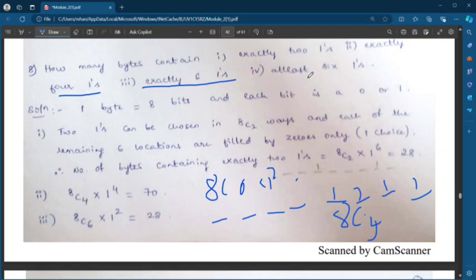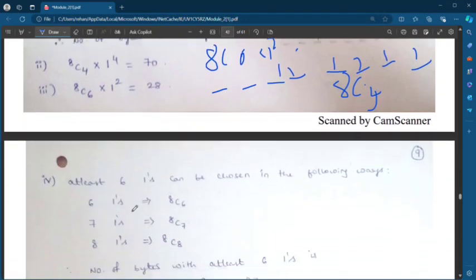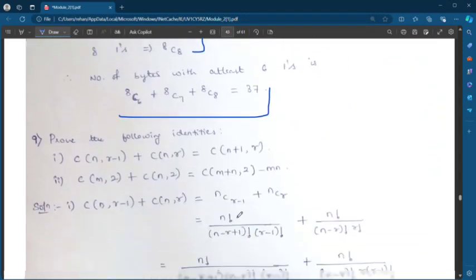Then at least 6 ones should be there. At least means minimum 6 should be there. Minimum 6 ones should be there, and it can be more also. So for at least 6, with 6 ones it is 8C6, with 7 ones it is 8C7. At least 6 means it should be either 6 or 7 or 8 ones. Total it is 8, so greater than or equal to 6 means 6, 7, 8. So you have to find the combination for 6, 7, 8 and add these 3: 8C6, 8C7, 8C8. You will add this and get the answer.